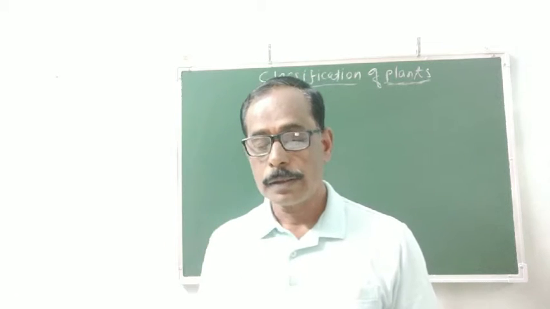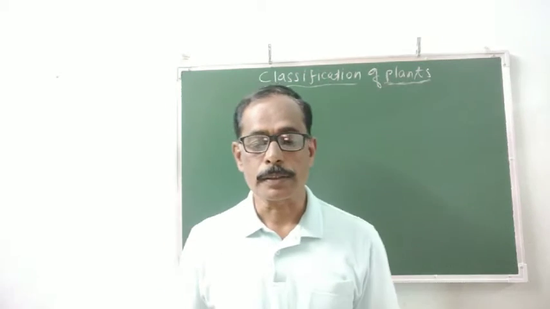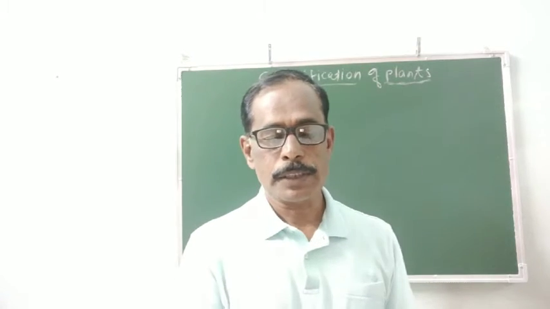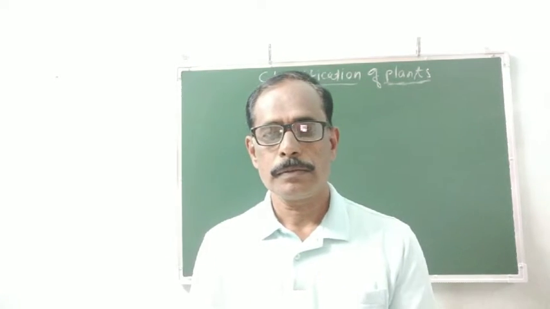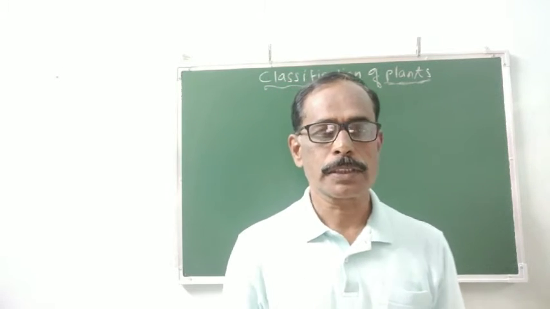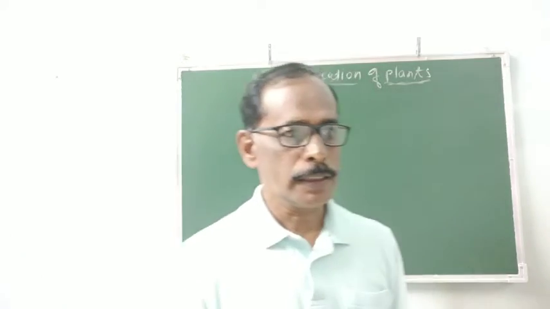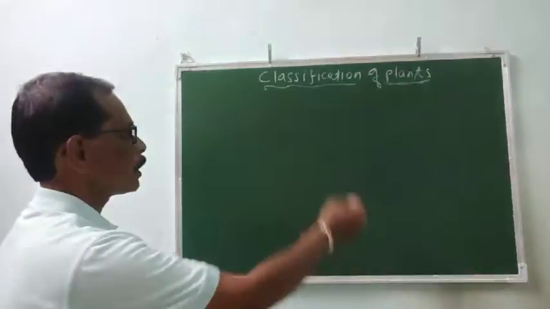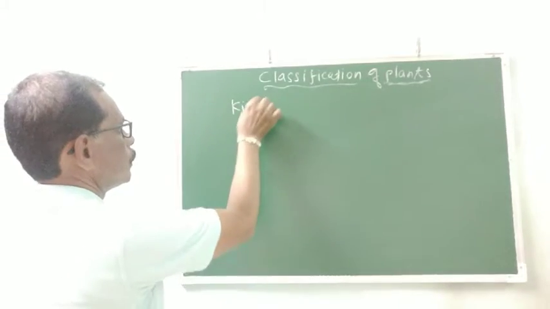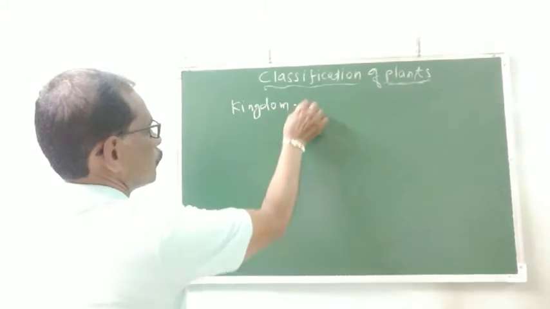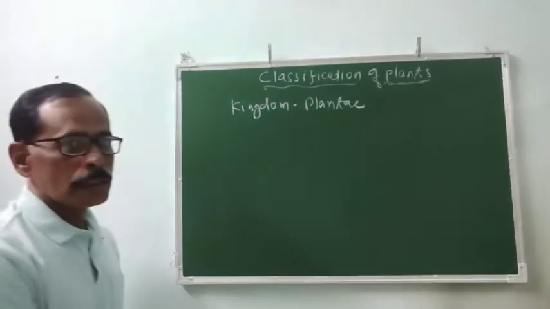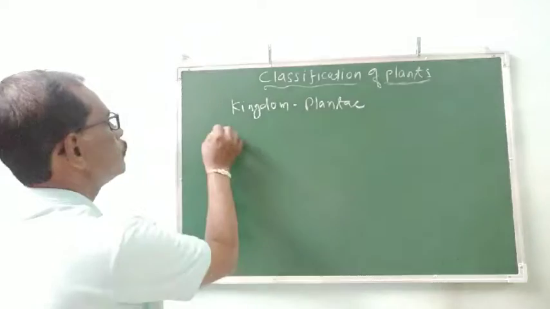According to that, in a higher level classification, the presence and absence of flowers, fruits and seed is considered. The kingdom Plantae is classified into two subkingdoms.